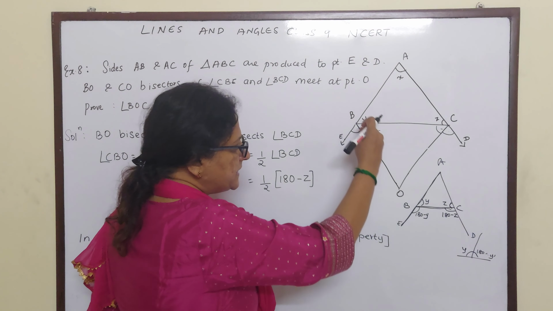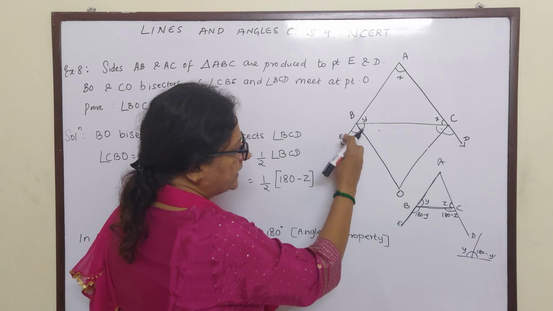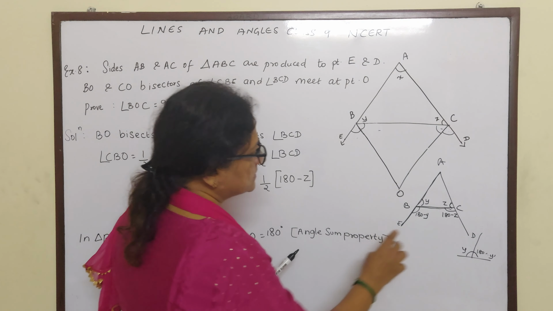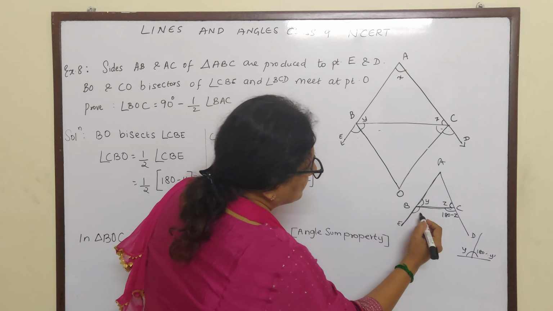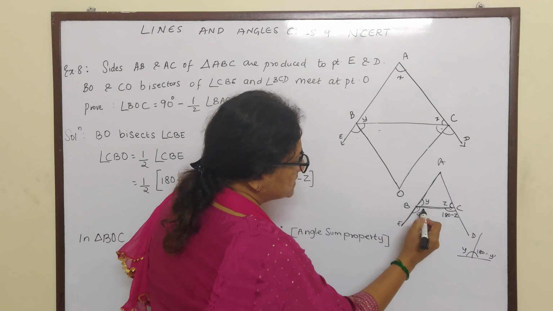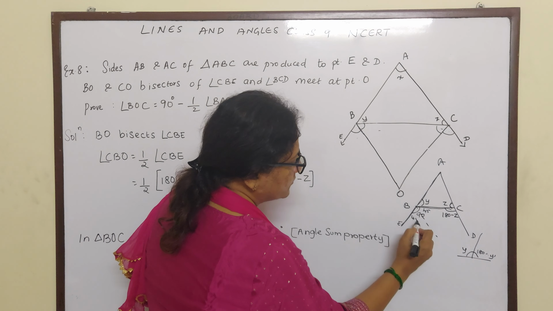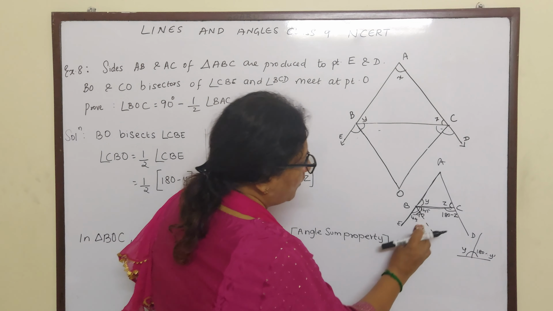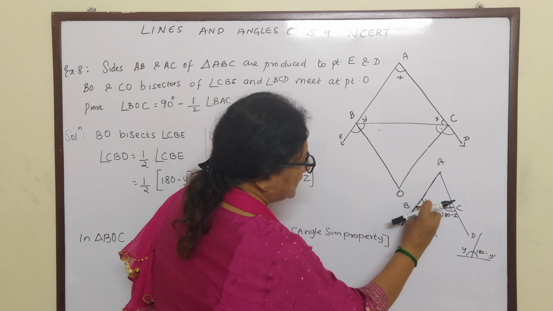Now, this BO is cutting 180 minus y into two equal halves. Suppose this was 90 degrees. If it is cutting into two equal halves, that means this is 45 and this side is 45. How did we get 45, children? We are dividing it by 2.